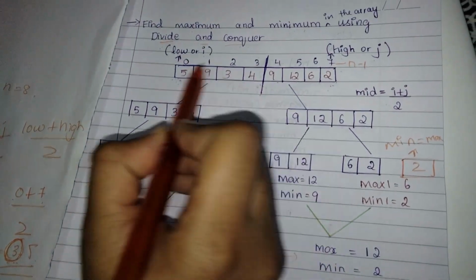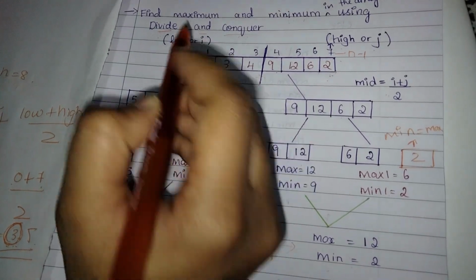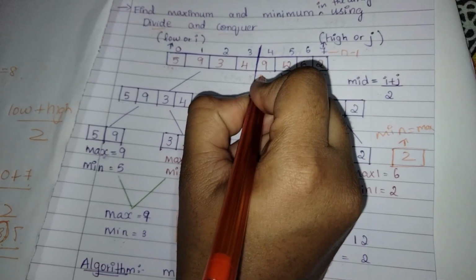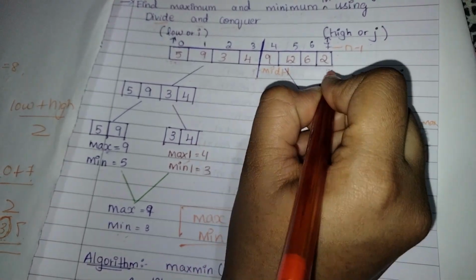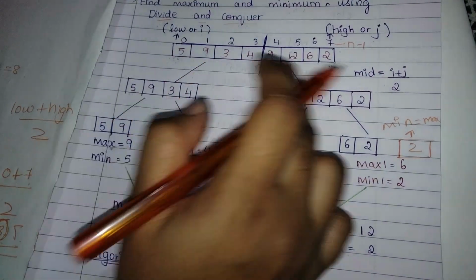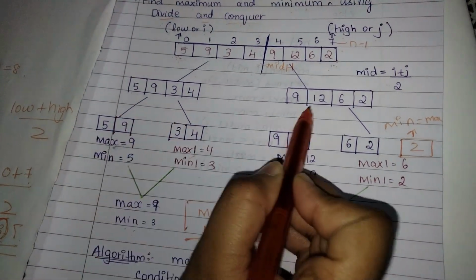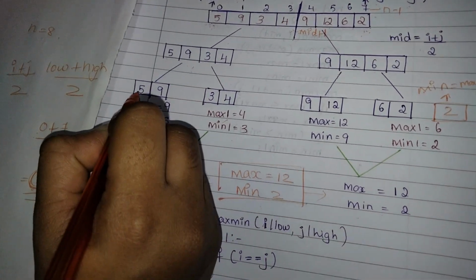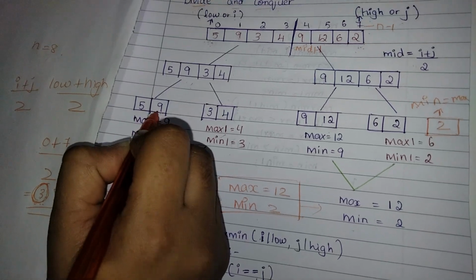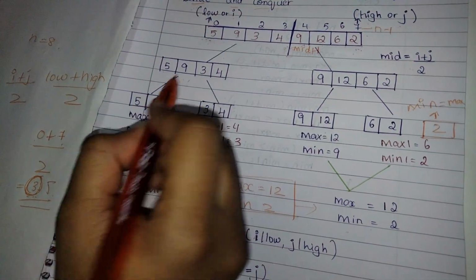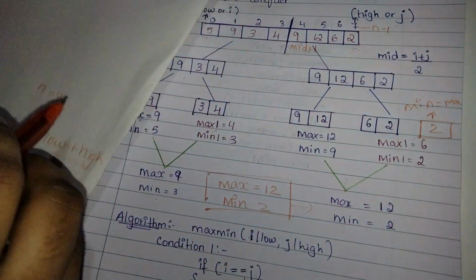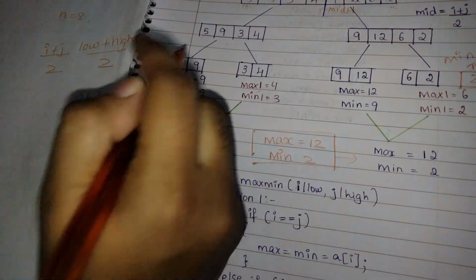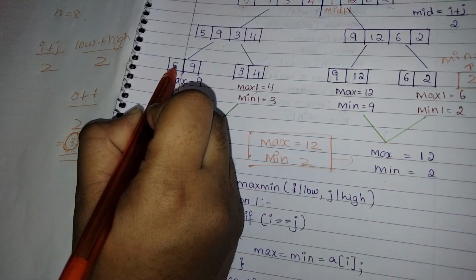Now we have two lists: one is from low to mid, and the other is from mid plus 1 till j. After dividing, the list is like this. Again we will divide this list until we have at least two elements or at least one element in the list. So again we will divide it using the same formula, mid is equal to i plus j divided by 2. After dividing, now at this position we have two elements.